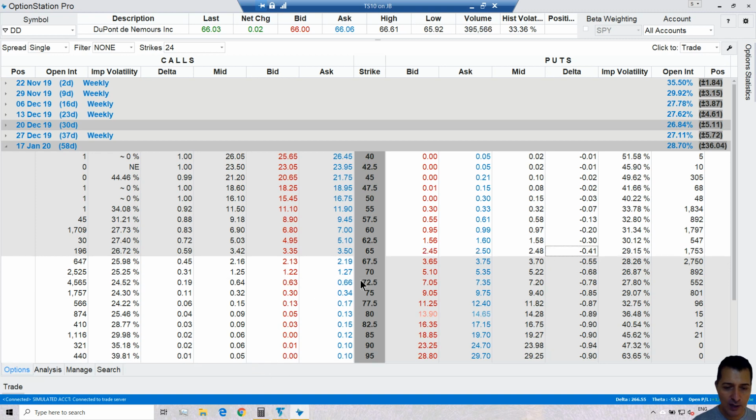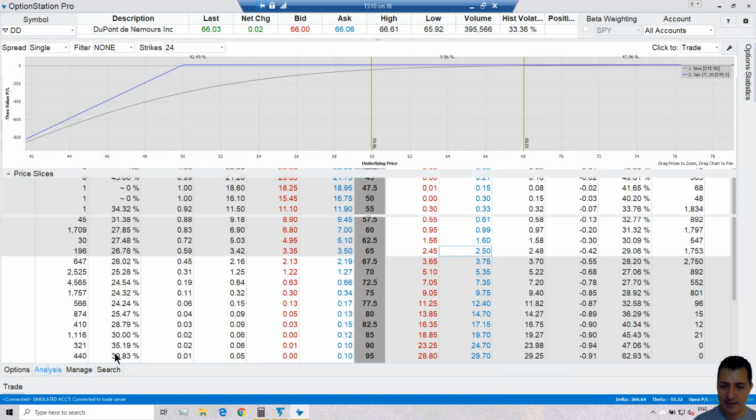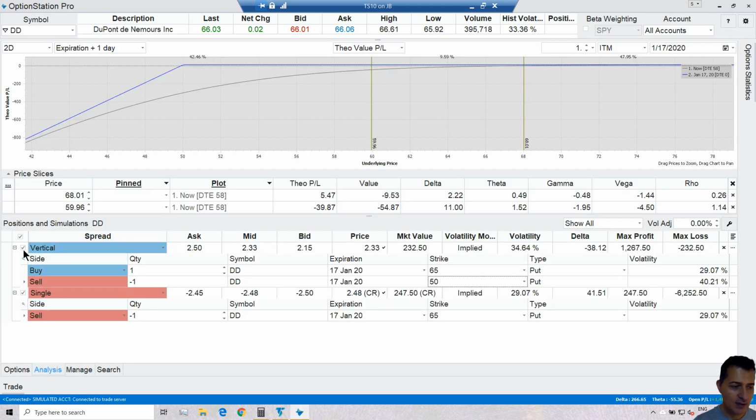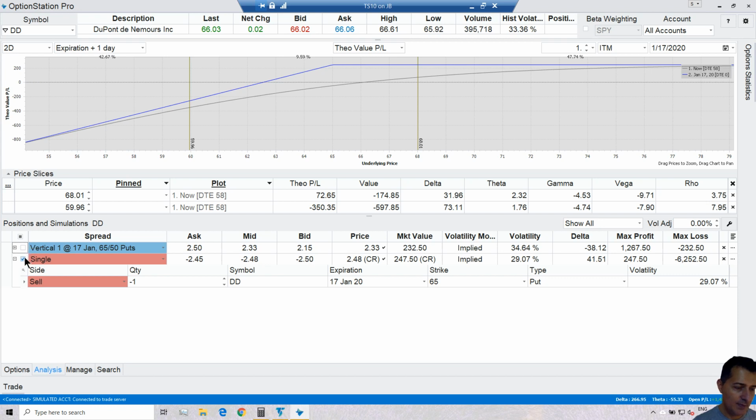So I want to explore two options, which is number one, what if I was to sell a single put? What if I only sell the 65 and that's it? Okay, so if I sell the 65 and that's it, let me uncheck the vertical. Okay, so the vertical is unchecked and I'm only looking at the single. Okay, if I was to do the single only, it would.